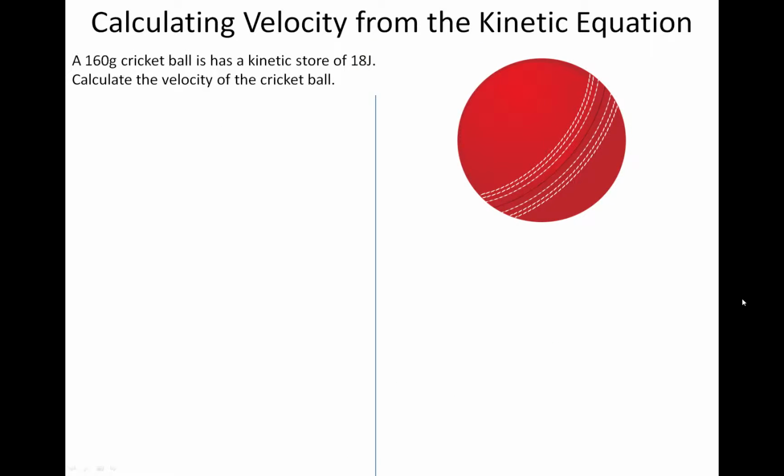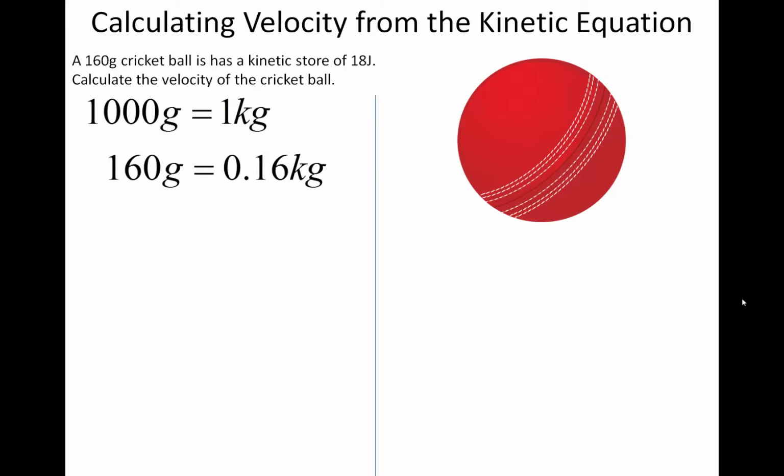Finally, a 160 gram cricket ball has a kinetic store of 18 joules. Calculate the velocity of the cricket ball. So we need to make a conversion first because we don't have kilograms, we have grams. So we know 1,000 grams is 1 kilogram, so therefore 160 grams is 0.16 kilograms.